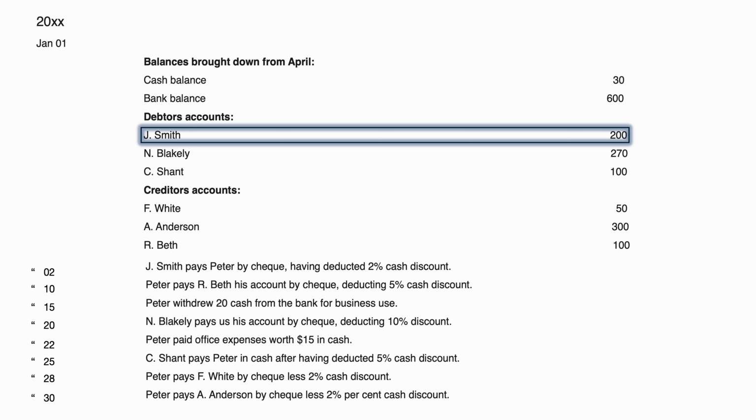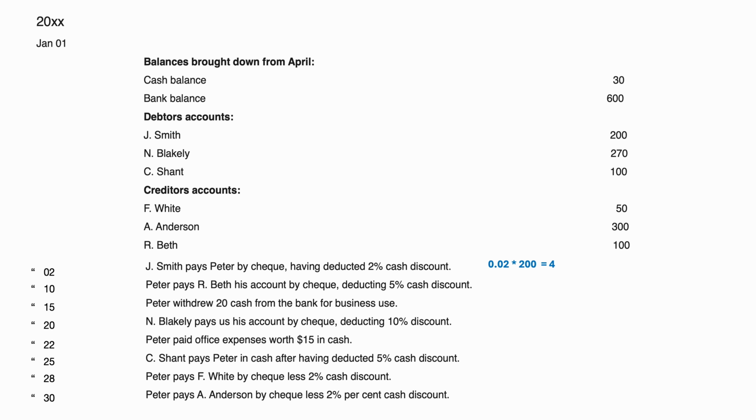So to calculate the number that J. Smith actually paid, we calculate 2% of 200 to get 4. The discount is subtracted from 200 to find the amount that J. Smith actually paid to Peter. I'm just going to put a tick to indicate when I'm done explaining a transaction.